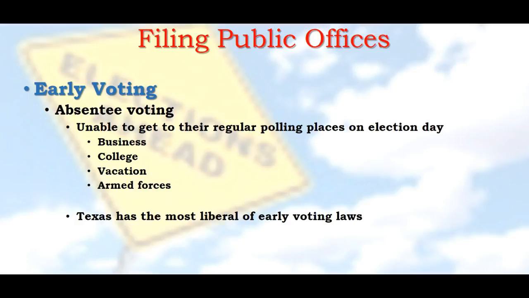Voters can apply for an absentee ballot within a specified period before an election. They then mark that ballot, seal it, and return it to the proper local election official.